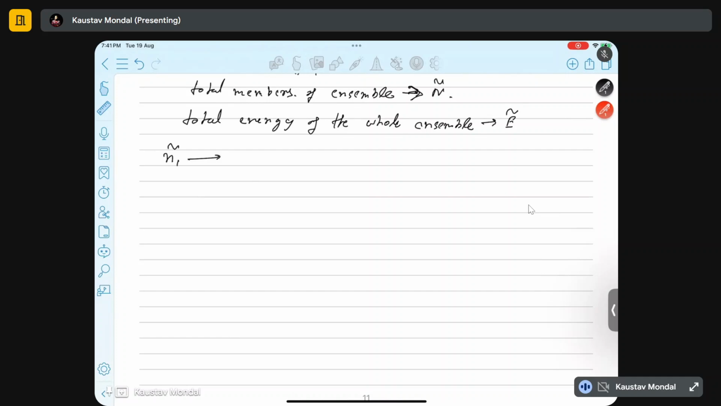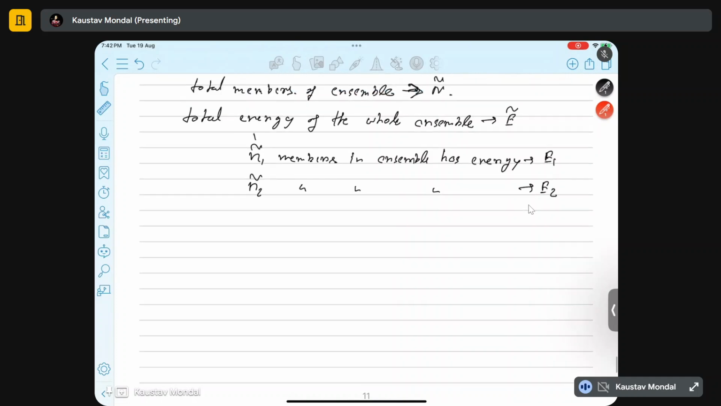Let's suppose ñ1 members of the ensemble have energy E1. Similarly, let's suppose ñ2 members in the ensemble have energy E2. Similarly, in this way, let's start from n0. Okay, n0 will be 0.